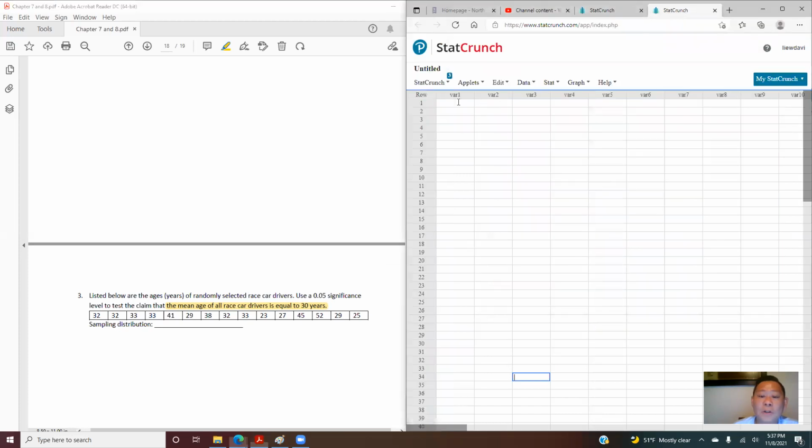So go to your StatCrunch, enter that. When you do this in your online homework, you can export it to your StatCrunch, so you do not need to enter it. However, in your tests and in your review, you actually literally have to enter them, like what I just did over here. Make sure you enter the correct numbers.